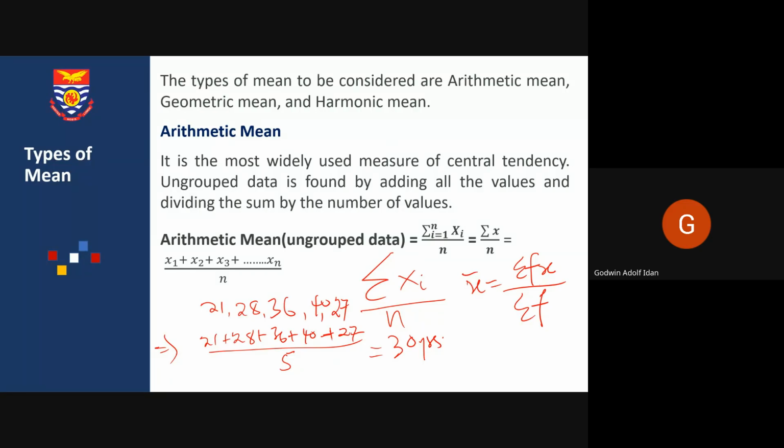So once there is frequency, then the formula changes from the summation of the individual items to the summation of the frequency multiplied by the individual items. Then you divide it by the total frequency, which by nature is the same as the n, because the n is representing the number of observations. So it is the number of observations that have been kept in the frequency. When you sum all the frequencies, it gives you that particular value.